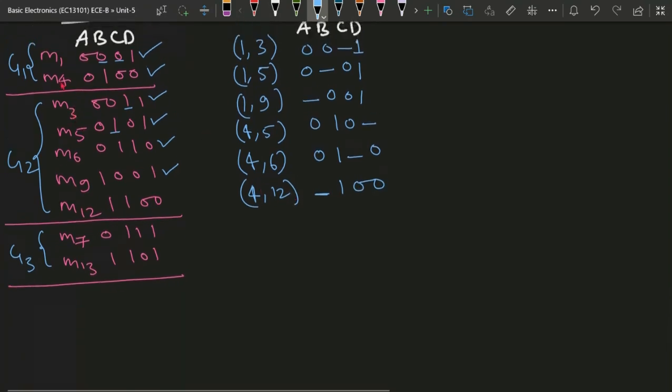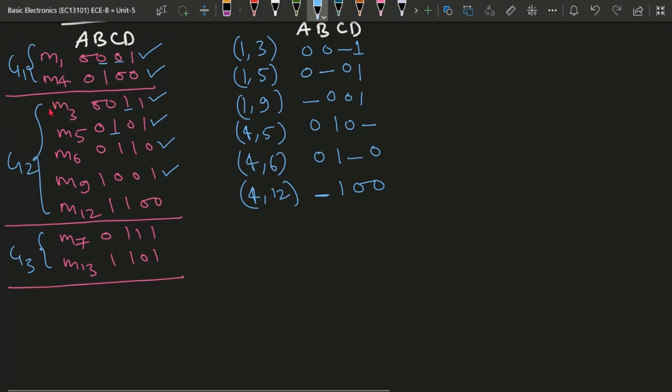So now all possible terms of group 1 are compared with group 2. Yeah, M12 is paired, so it will be ticked. So all the possible comparisons between group 1 terms and group 2 terms we have done. Then we will be proceeding to compare group 2 terms with group 3 terms. So till now that is the comparison between group 1 and 2. So now whatever the grouping has been done, this will be considered as now a group 1. Okay.